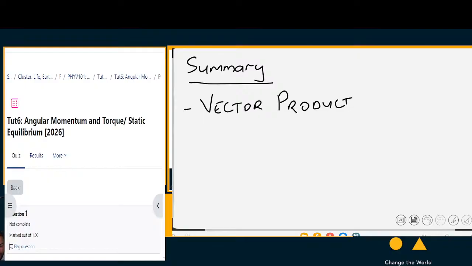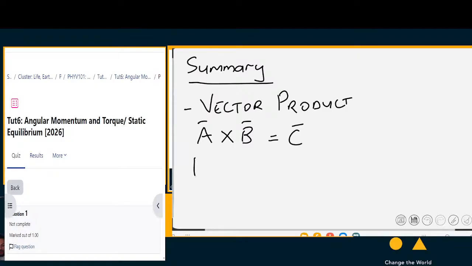Okay, so let's say we have two vectors, A cross with B. That's a vector product. It is a vector C. Vector A cross with vector B is equal to another vector called vector C. Now, how do we get the magnitude of C? Remember, C is also a vector.